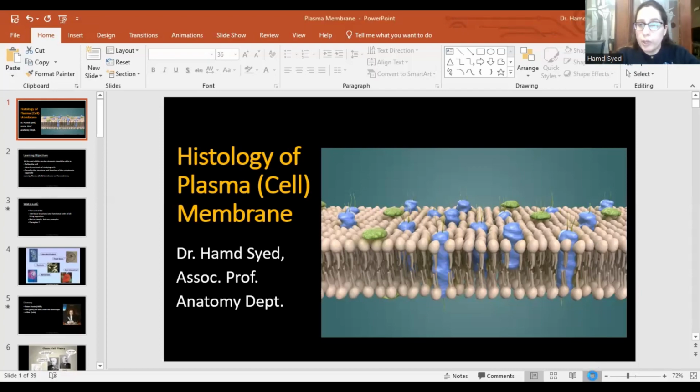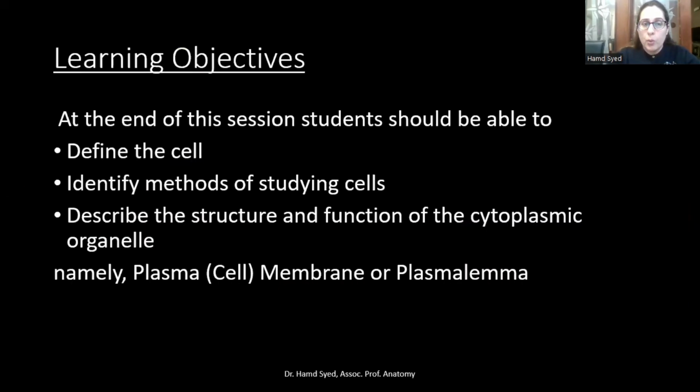What are our learning objectives for today? Well, we shall discuss the cell, identify its method of studying. We shall talk about the structure and function of the cytoplasmic organelle, which is the cell membrane. You must have noticed I call the cell membrane a cytoplasmic organelle. Now, why is this known as an organelle? This we should also discuss in the upcoming slides.